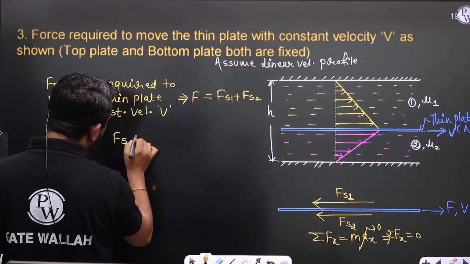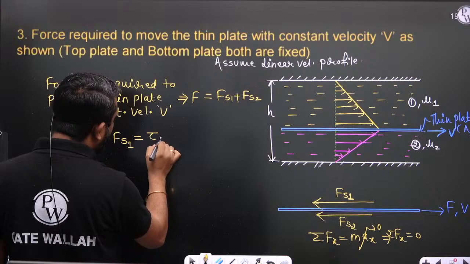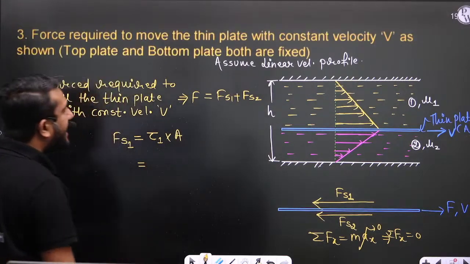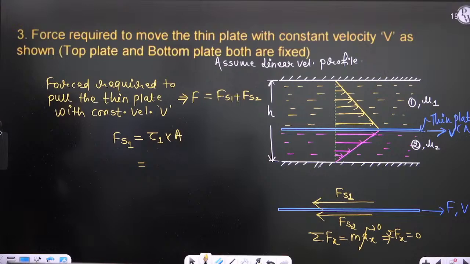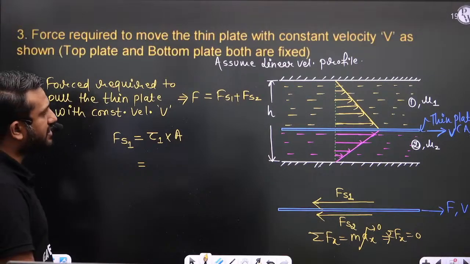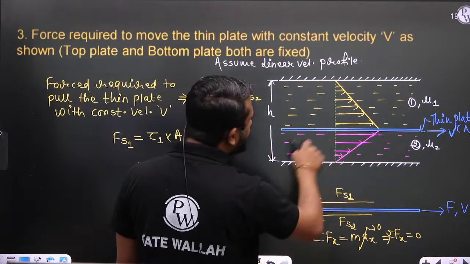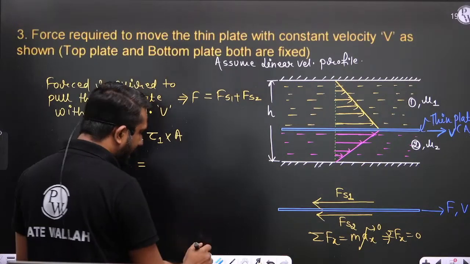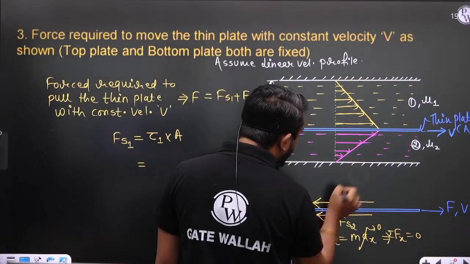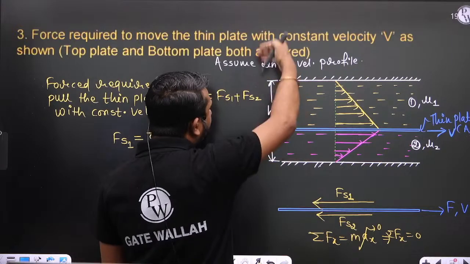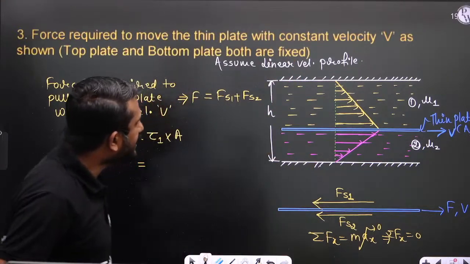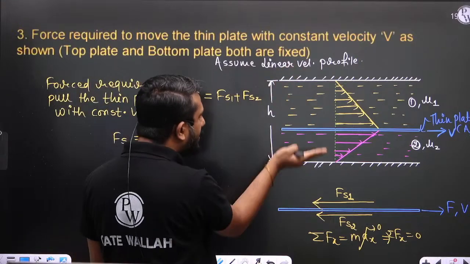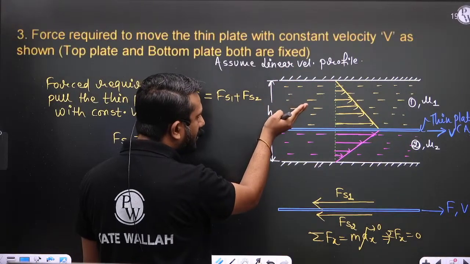So what is Fs1? This is tau 1 multiplied by area. Fs1 is tau 1 multiplied by area. And what is tau 1 from Newton's law of viscosity? From Newton's law of viscosity we can write v minus 0. Okay, and one thing: the total gap between the top plate and the bottom plate is h, right?